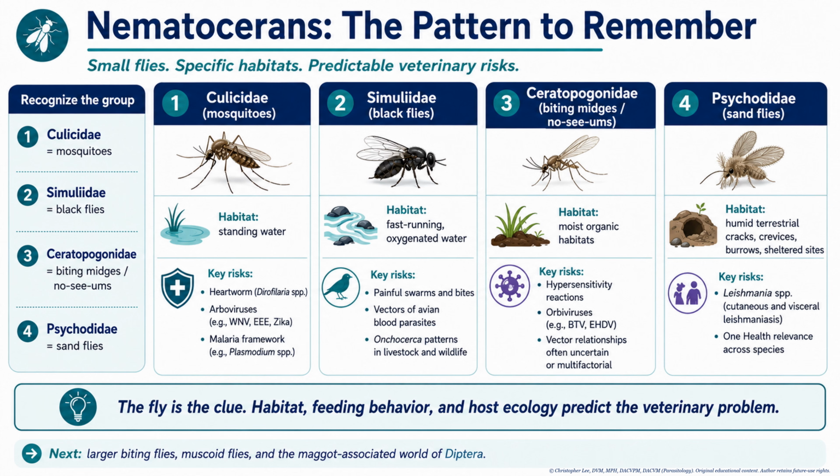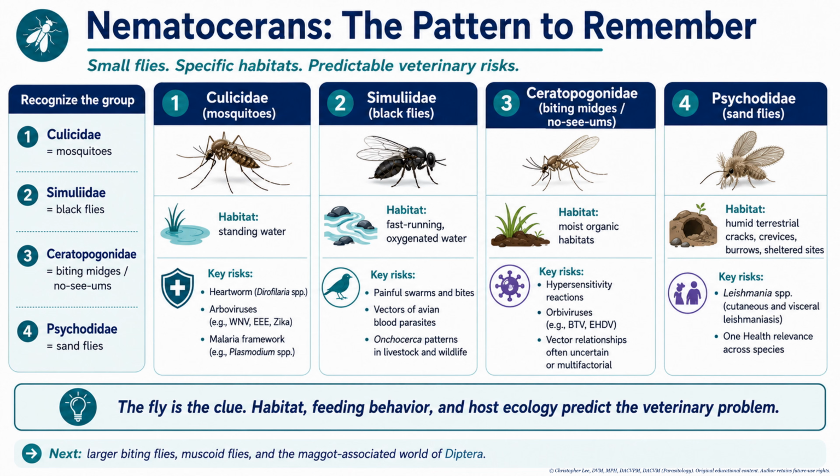Let's close by stepping back from the details. The nematocerans can feel like a long list of tiny flies, but the pattern's actually manageable. Start by recognizing the group. Culicidae are mosquitoes. Simuliidae are black flies. Ceratopogonidae are biting midges or no-see-ums. Psychodidae are the medically important sandflies.